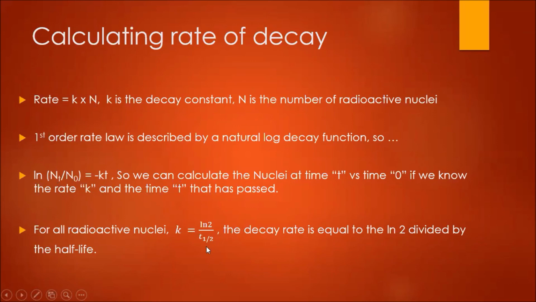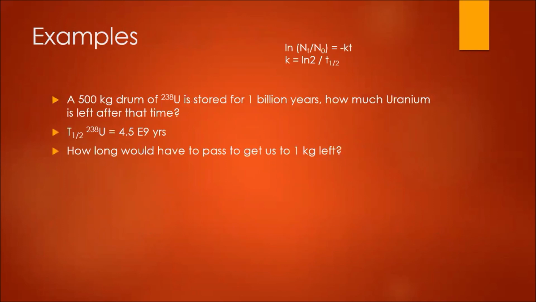So all that is something we talked about in chapter 14. It's just now we're specifically looking at radioactive decay. So, hypothetically, a 500 kilogram drum of uranium-238 is stored for 1 billion years. How much uranium would be left after that time?